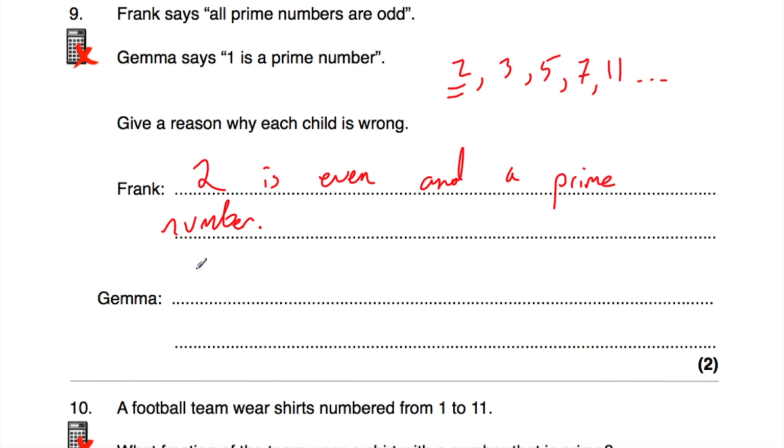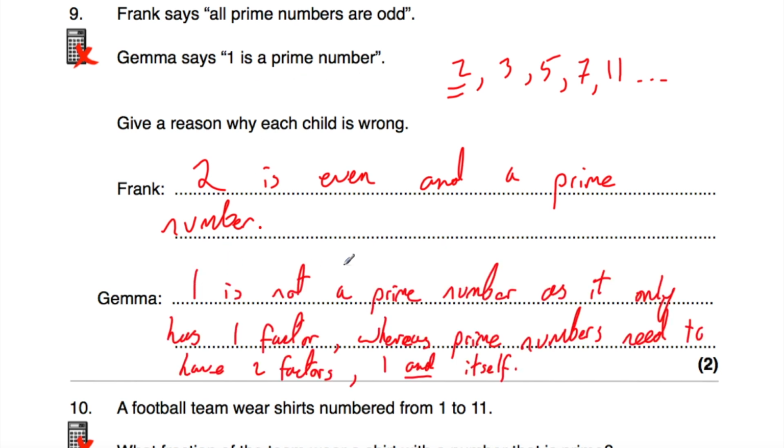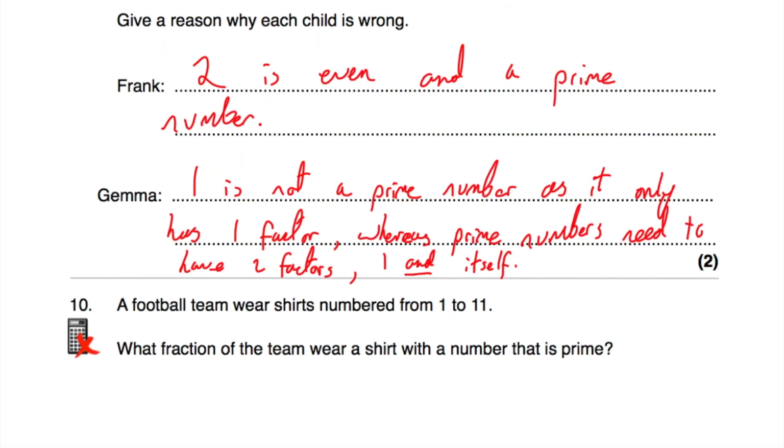So let's explain that. And that's it. I've just explained that 1 is not a prime number as it only has 1 factor, whereas prime numbers need to have 2 factors, 1 and itself. And that's it. Okay, let's look at our next question, question number 10.